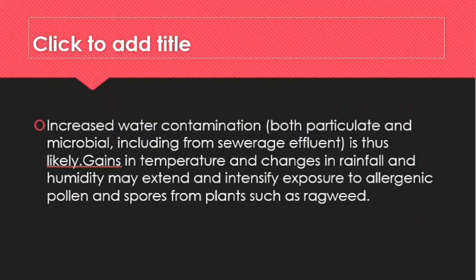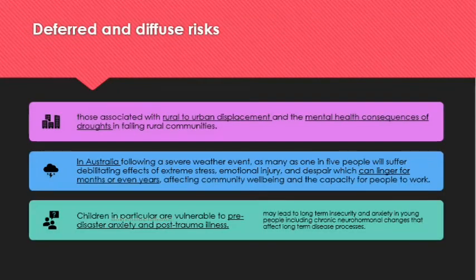So, increasing water contamination, both particulate and microbial, including from the sewage. The gains in temperature and changes in the rainfall and humidity may extend and intensify exposure to allergenic pollen and spores from plants such as ragweed. So, deferred and diffuse risk, those associated with rural to urban displacement and the mental health consequences of drought in failing rural communities.